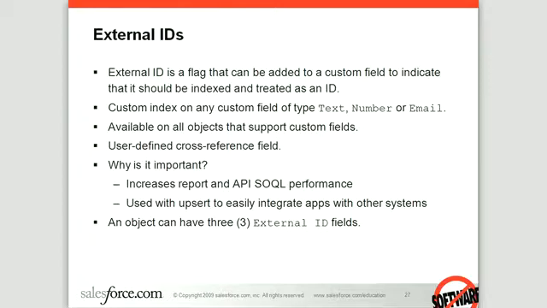Therefore, when we perform an upsert, we can specify that the way I'm going to determine if the record is existing or not is based on the value of that external ID field. Okay? There's a limit in terms of the number of external ID fields per object. You can have up to three per object.